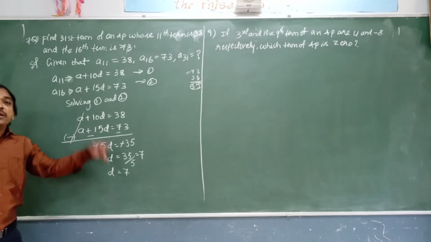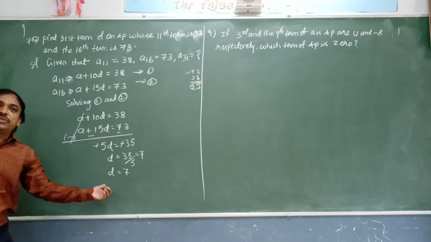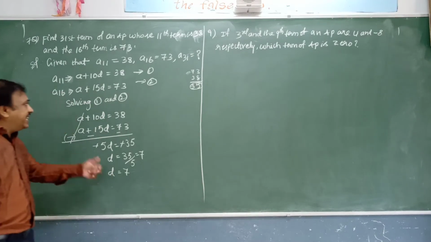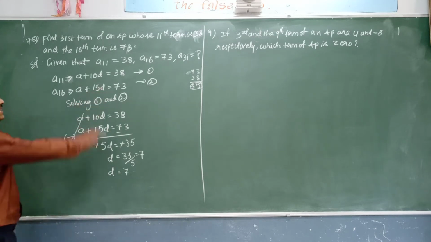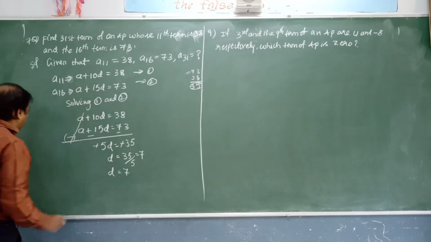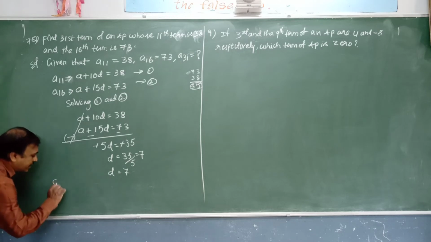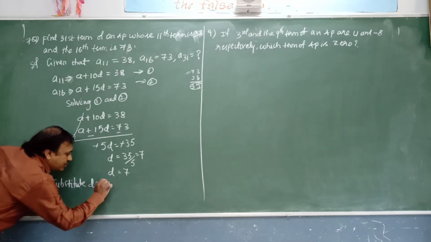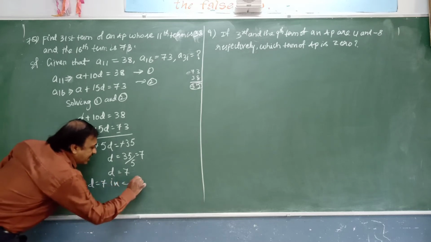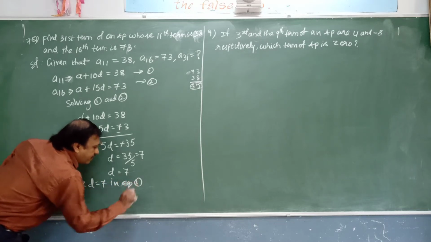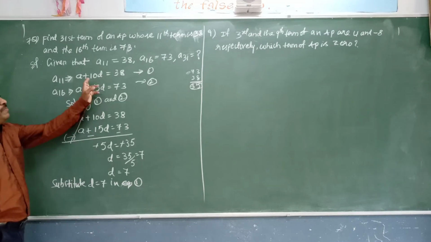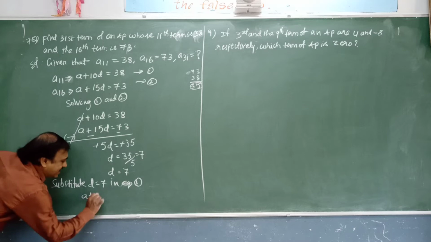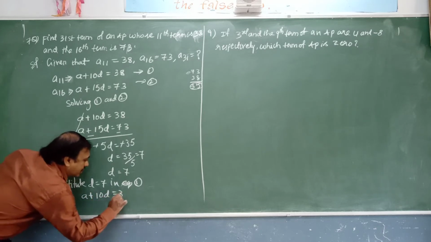That's the reason we are solving these two equations to obtain the D value. Now we got the D value. Substitute D is equal to 7 in any one of the equations, either 1 or 2. Now substitute D is equal to 7 in equation 1. What is equation 1? A plus 10D is equal to 38.